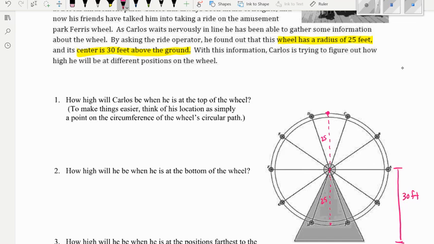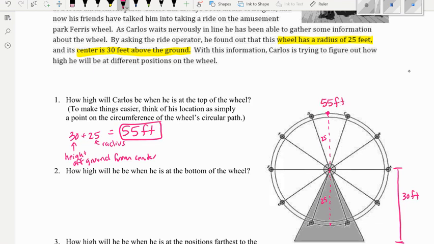So knowing that, to find how high we'll be at the top of the wheel, we can take the fact that we know the center is 30 feet off the ground, plus the radius of the wheel, which is 25. So that's again how high off the ground the center is, and the radius. So when we add those together, we get 55 feet. So that tells us that the highest point is at 55 feet.